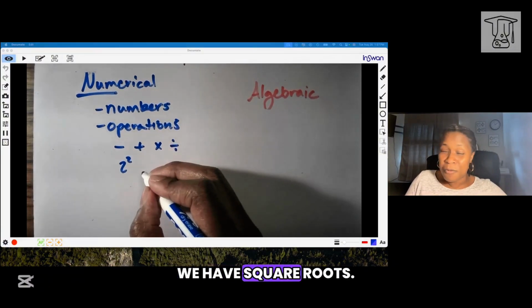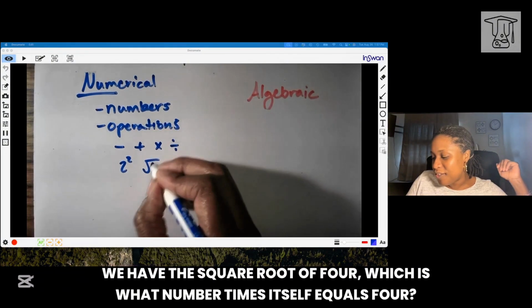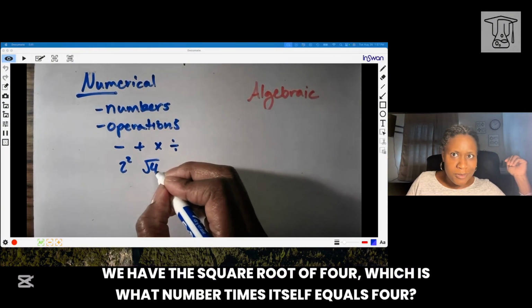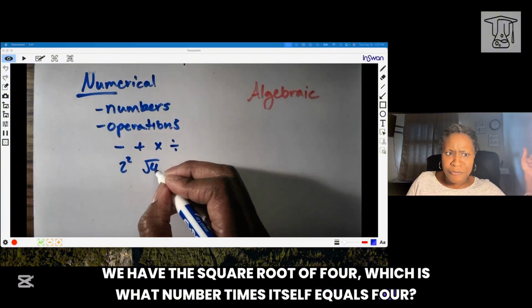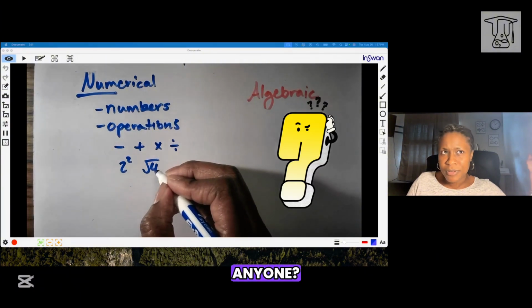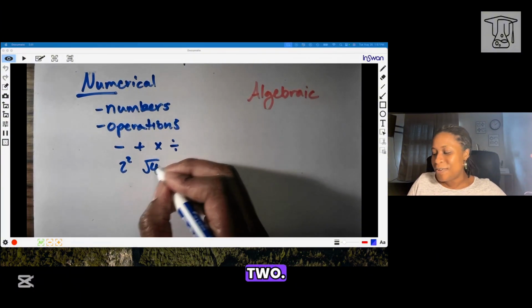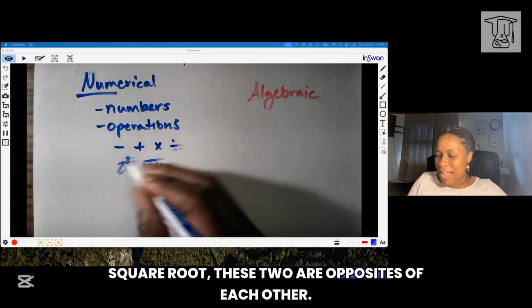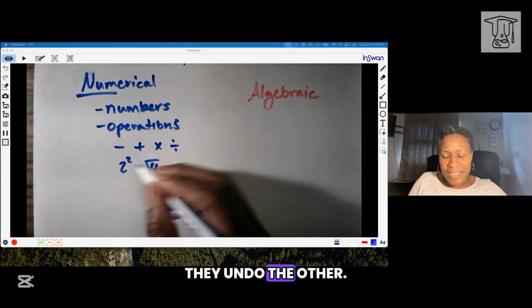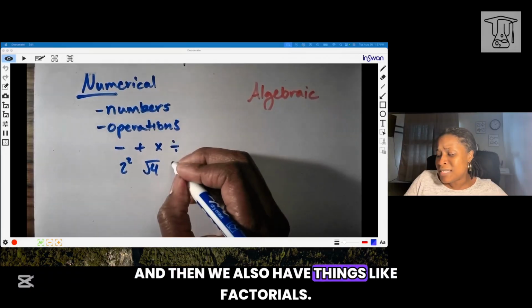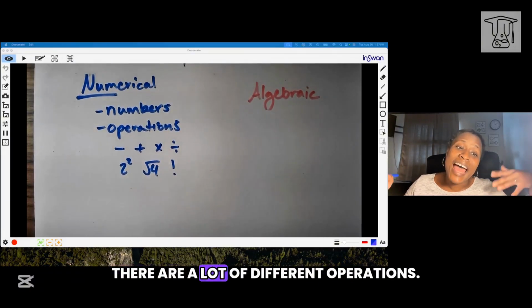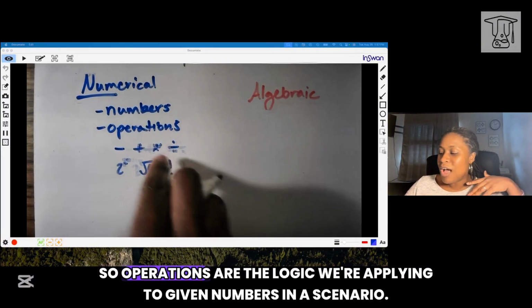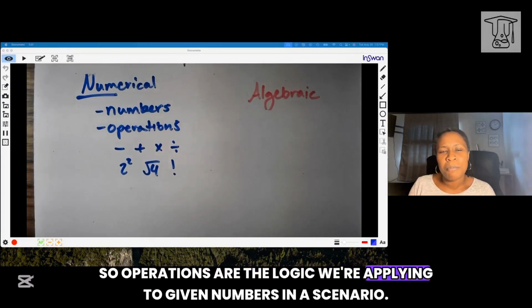We have square roots. We have the square root of 4, which is what number times itself equals 4. Anyone? 2. So square root and squaring, these two are opposites of each other. They undo the other. And then we also have things like factorials. There are a lot of different operations. So operations are the logic we're applying to given numbers in a scenario.